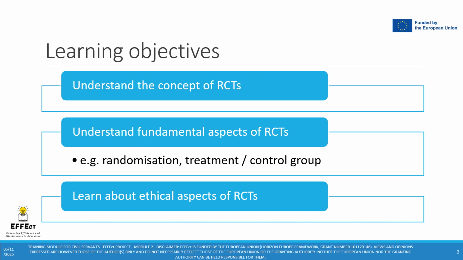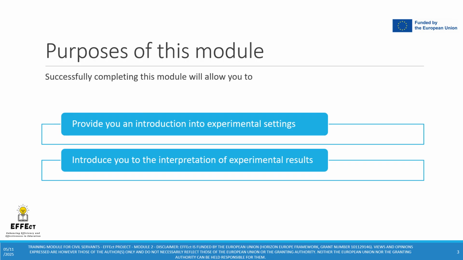Successfully completing this module will allow you to understand the concept of RCTs, understand fundamental aspects underlying RCTs such as randomization or the concepts of treatment and control groups, and learn more about ethical aspects of RCTs. Therefore, this module has two purposes. The first one is to provide you an introduction into experimental settings, and the second one is to introduce you to the interpretation of experimental results.